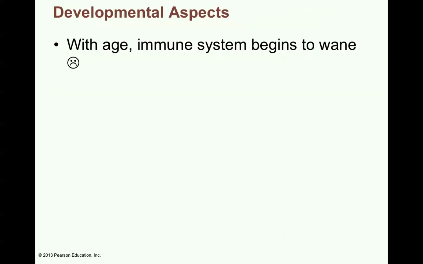Developmental aspects. With age, as with many other things in the body, the immune system begins to wane, and therefore we see more and more cancers develop as people get older, and also they're more fragile when it comes to fighting infection. And that is the end.